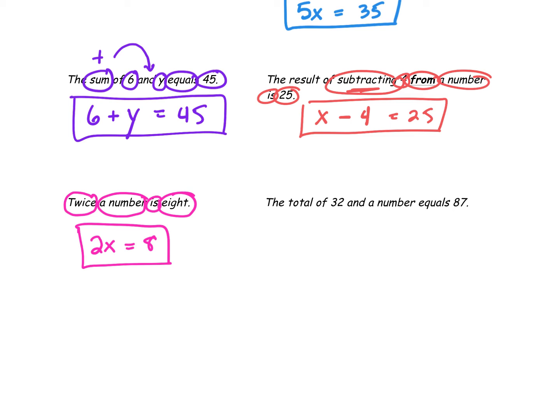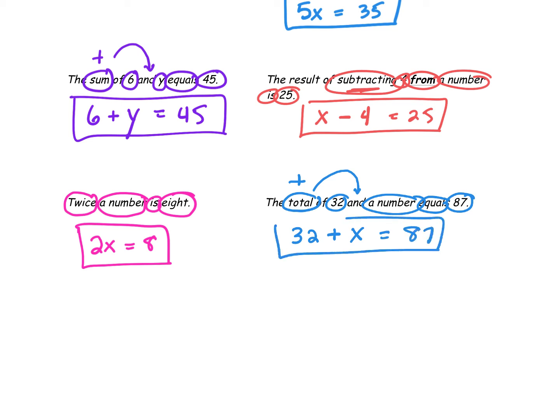And finally, the total of 32 and a number equals 87. So total is a clue word of 32 and a number equals 87. Well, on front, it mentioned total is talking about adding. So we're going to also, like it says the sum of, we're going to insert the addition sign where the word and is. So 32 and a number, so 32 plus a number equals 87. So this is your final equation.